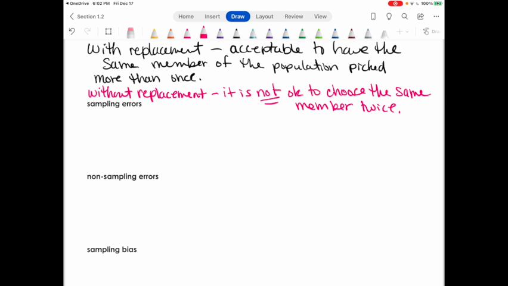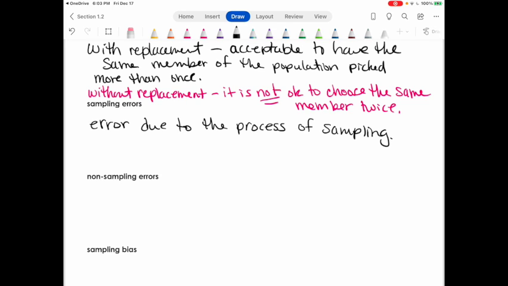Okay, now we have sampling errors. And these are errors that you make when you're sampling. And then we also have non-sampling errors. So when you have sampling errors, that's when your errors occur because of the actual process of sampling. So whatever it is that you're doing when you sample, that method you chose, or you're doing it inappropriately in some way, that would be a sampling error. So an error due to the process of sampling.